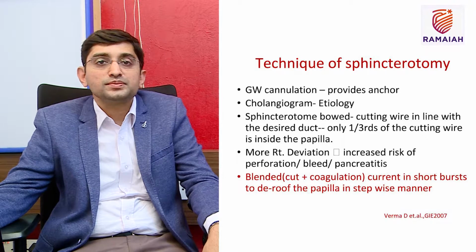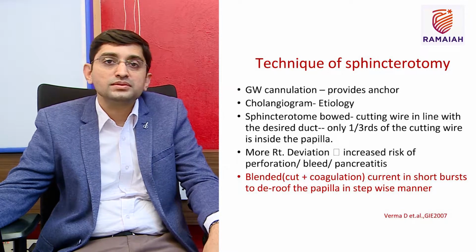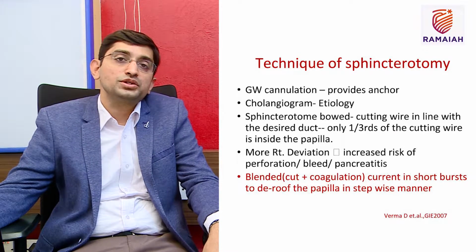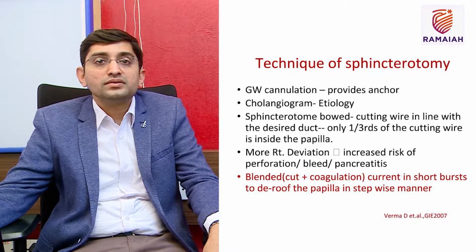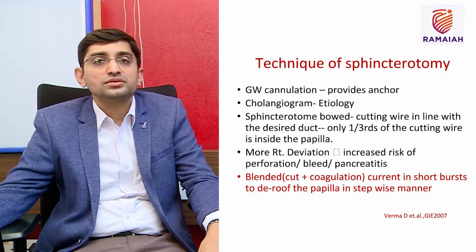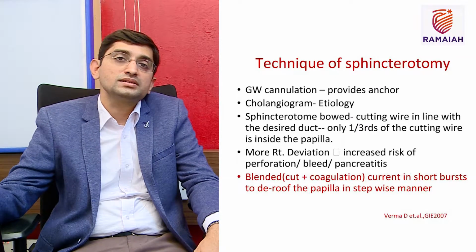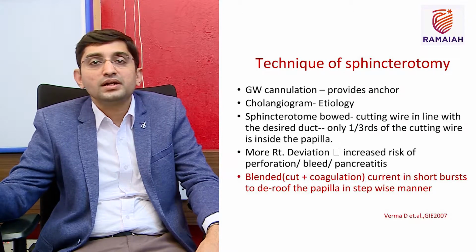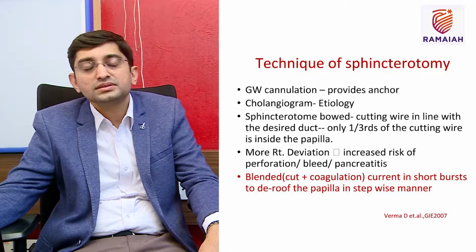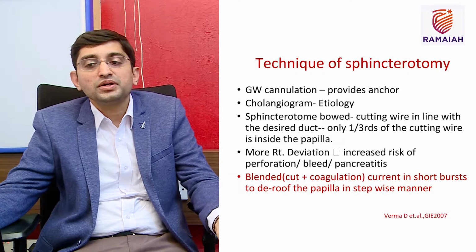Once the sphincterotome is out, you are able to see the cutting wire. You bow the sphincterotome such that you put the cutting wire in line with the intraduodenal portion of the bile duct. Only one third of the cutting wire should be inside, two thirds should be outside. So it is more of a right deviation, because if you torque more, there is a higher chance of going towards the pancreatic duct, and the chances of perforation will be high. So we always tend to deviate towards the left, and then we cut.